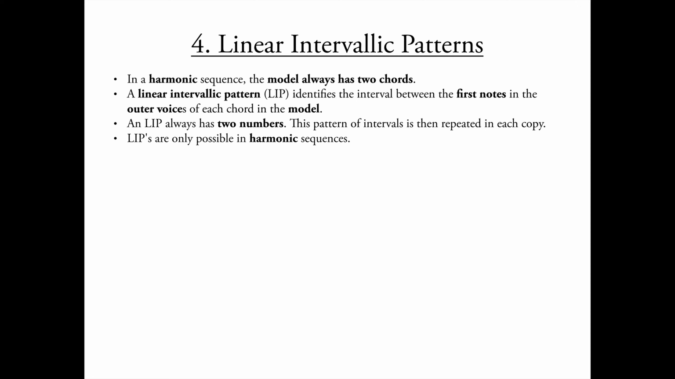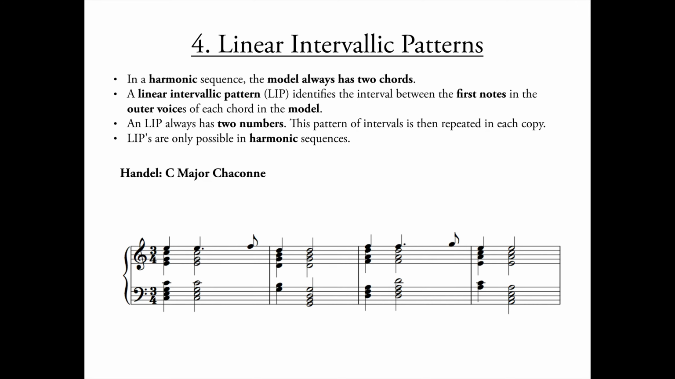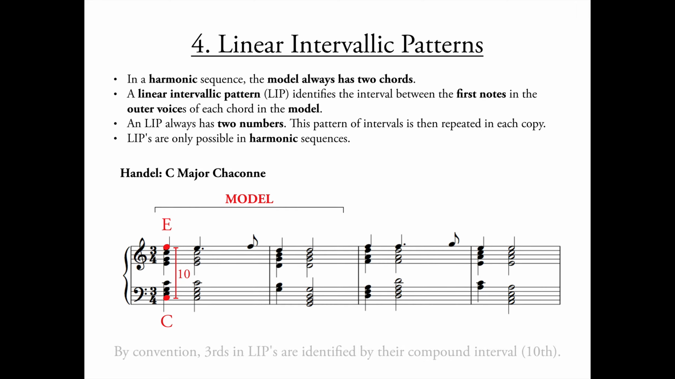So let's find the LIP for the opening of Handel's chaconne. We start by measuring the first notes in the outer voices of the model. They are E and C, together making the interval of a tenth. By convention, thirds in LIPs are identified by their compound interval of tenths.